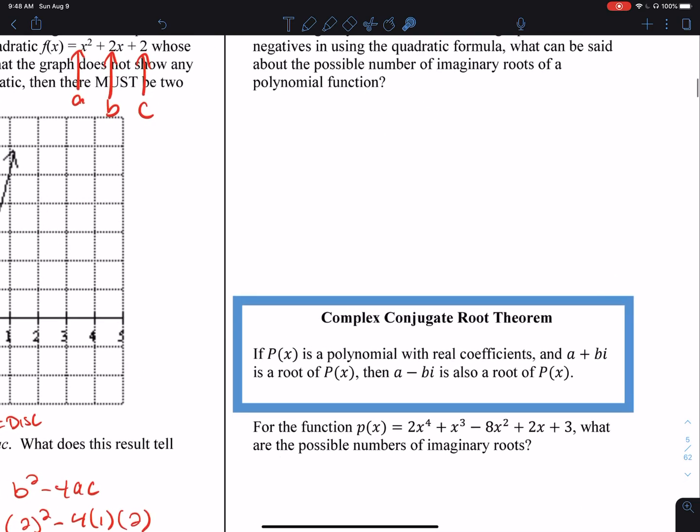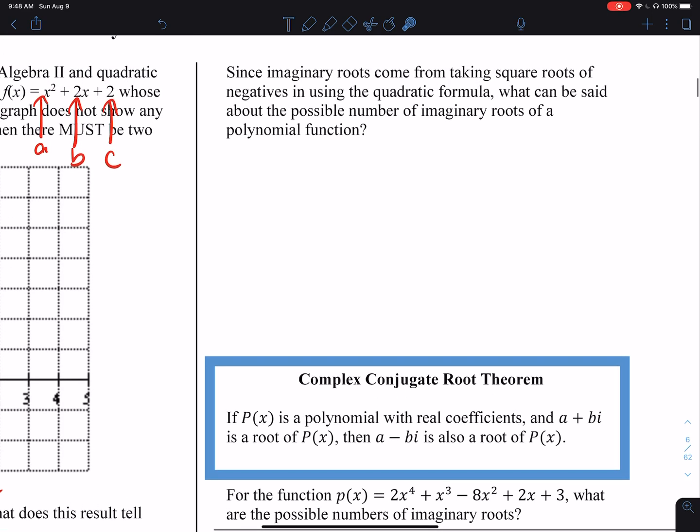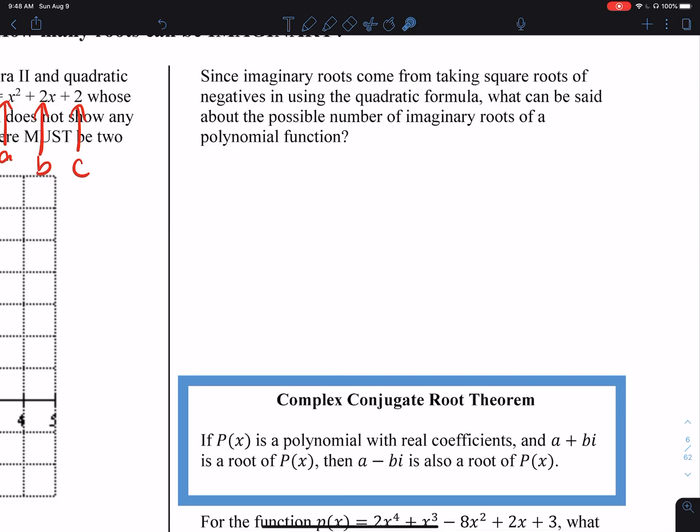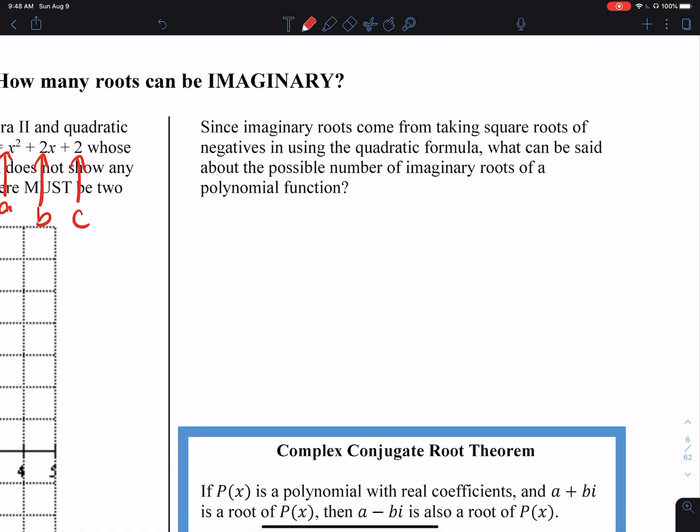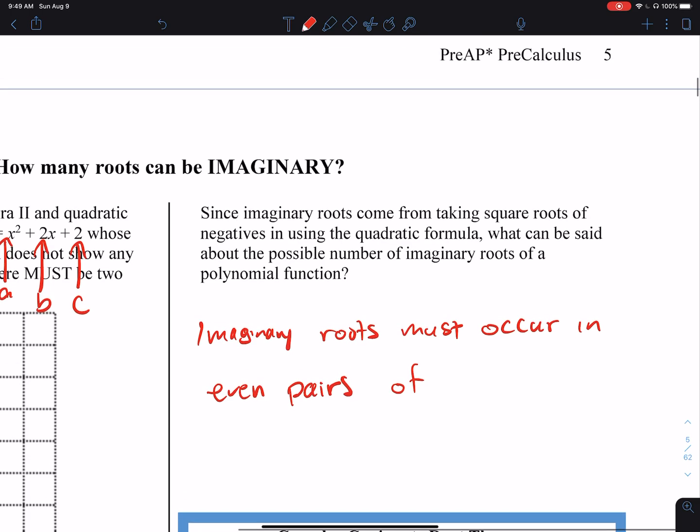Now let's get to the complex conjugate root theorem, which is pretty awesome. Since imaginary roots come from taking the square root of negatives and using the quadratic formula, what can be said about the possible number of imaginary roots of a polynomial function? Let me tell you what must be said. Imaginary roots must come in pairs. Specifically, they must occur in even pairs. It might be redundant saying even pairs, because it's pairs of conjugates.